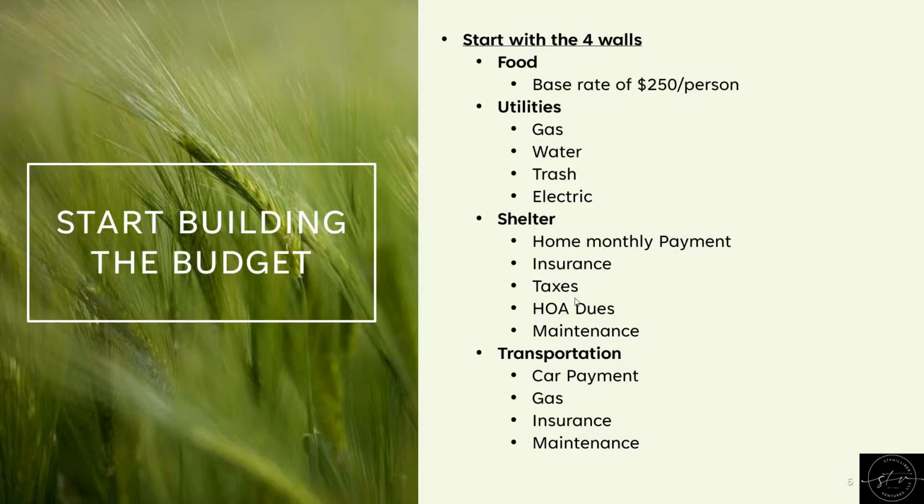So whatever sort of home you live in, apartment, condo, house, monthly payment, whether it be rent, different variables like that. As far as insurance to cover that. Taxes, if you have to pay taxes, HOA dues, and then maintenance fees, like lawns, different things like that. Something breaks, you have to fix it, kind of thing.